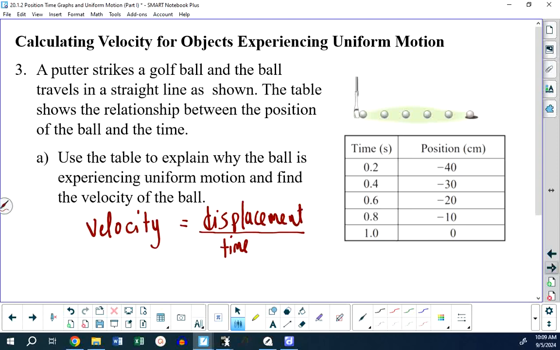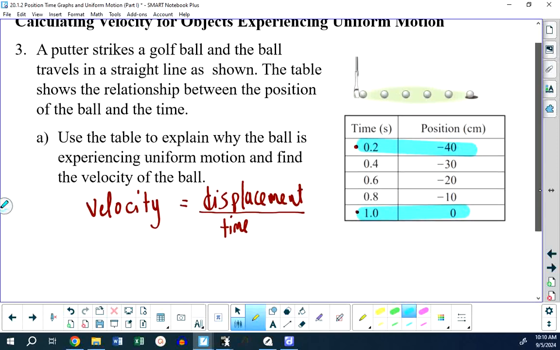Displacement has a meaning. We learned yesterday displacement is change in position, right? So what is the change in position? We can take any of these and compare them. So we can compare the information from this point to this point and find the displacement from that point to that point and the time interval from that point to that point and calculate the velocity, or we could use any other 2 points because we've concluded that it's uniform motion, it shouldn't matter. I'm going to choose those 2 points.